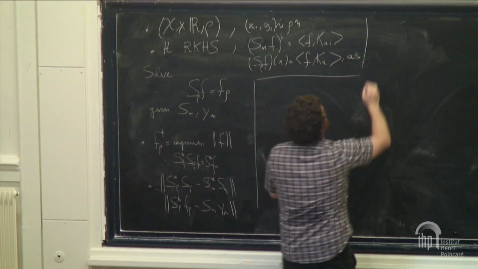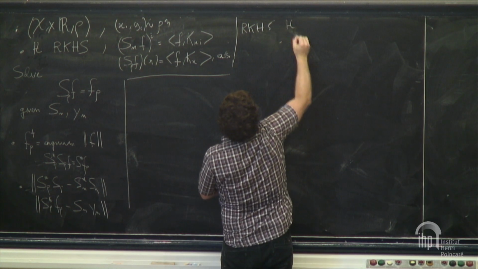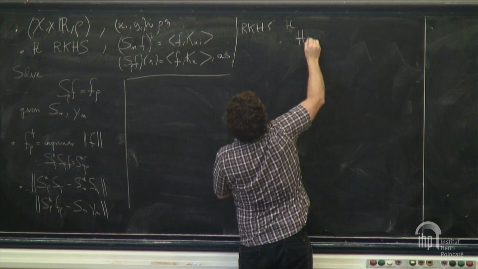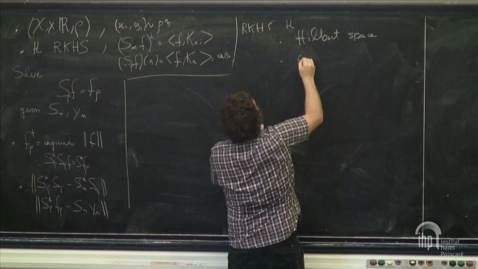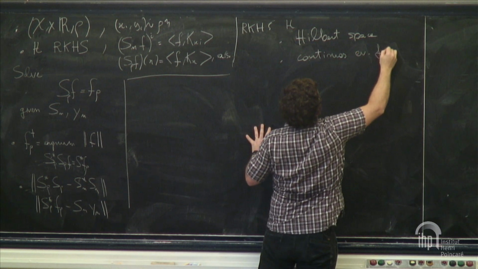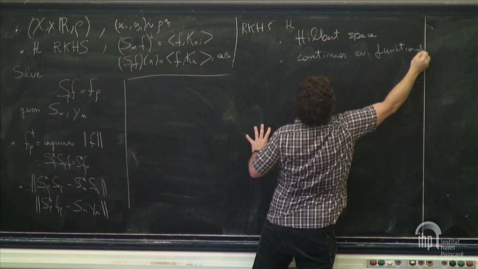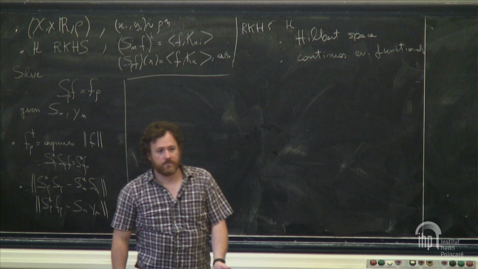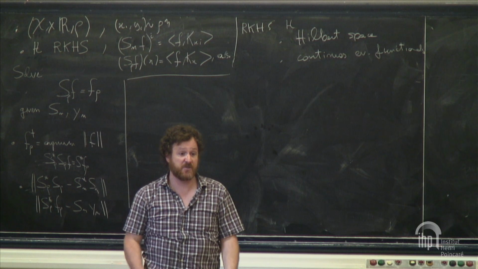So remember that an RKHS is what I defined before. It's a Hilbert space with continuous evaluation functionals. These spaces have 15 different definitions. Well, not 15, but there are at least 4. They're all equivalent to each other, and this is by far the most abstract one.